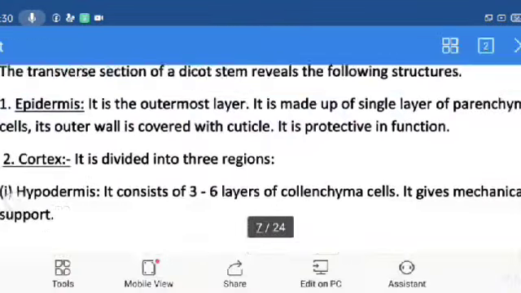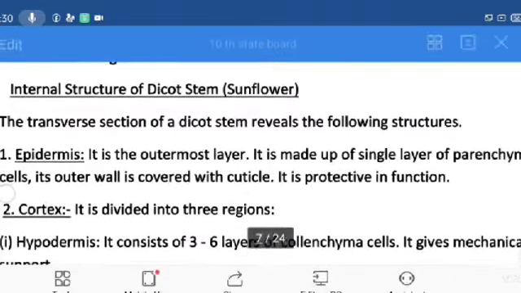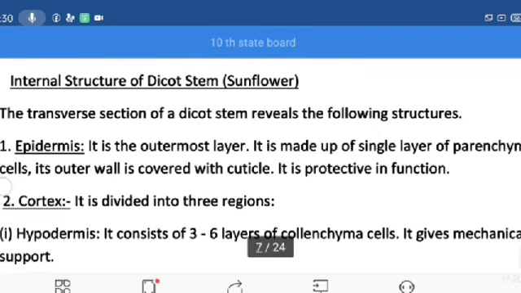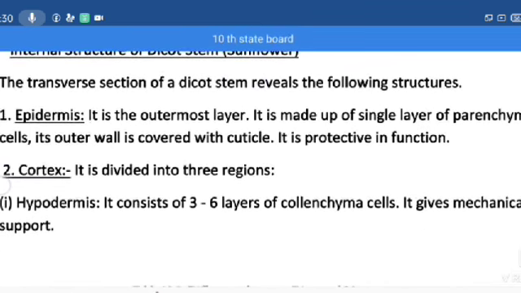Internal structure of dicot stem. For example, in the sunflower, the transverse section of a dicot stem reveals the following structure. Epidermis. It is the outermost layer. It is made up of a single layer of parenchyma cells. Its outer wall is covered with cuticle. It is protective in function.